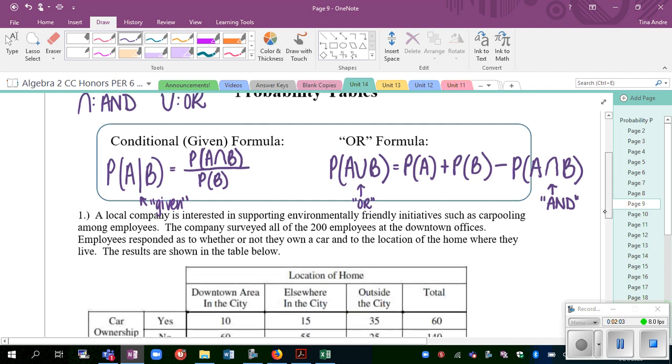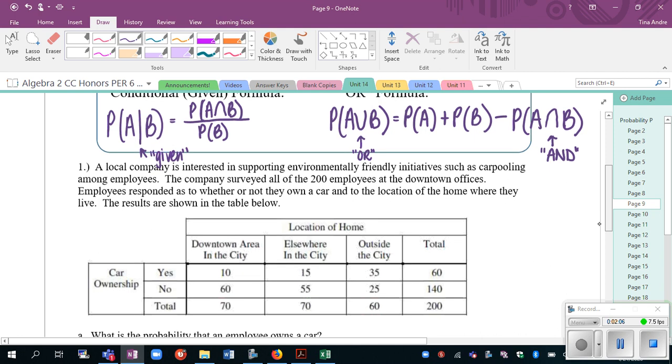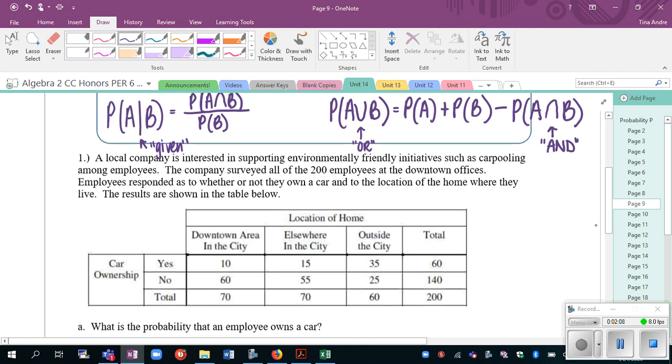So let's go ahead and look at this first example. We have a chart. It talks about a local company interested in supporting environmentally friendly initiatives such as carpooling among employees. The company surveyed all of the 200 employees at the downtown offices. Employees responded as to whether or not they own a car and to the location of the home where they live. So here are the results.